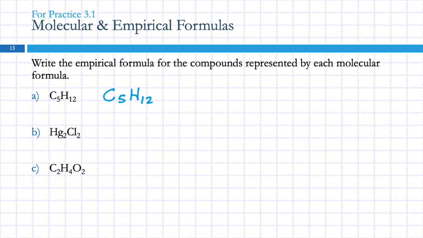How about Hg2Cl2? Yeah, we can reduce that and have it be 1 to 1. And how about this guy, C2H4O2? Yeah, we can divide all of those by 2 and end up with CH2O. That's the simplest ratio of the elements. But this tells us exactly how many carbon atoms are in a molecule.